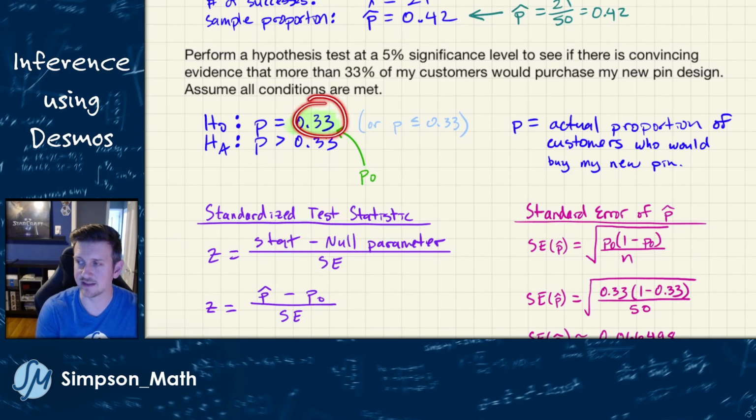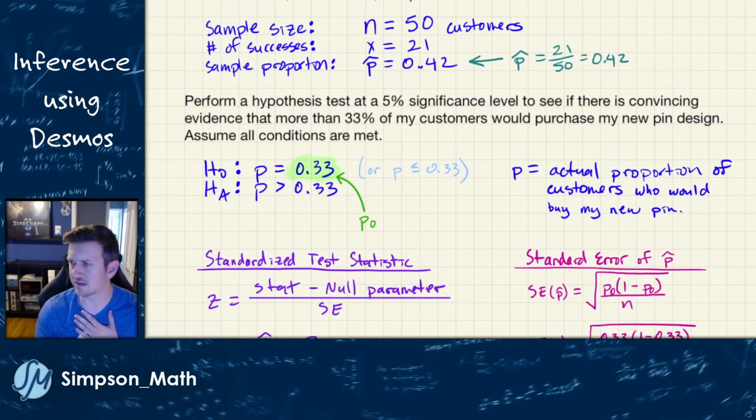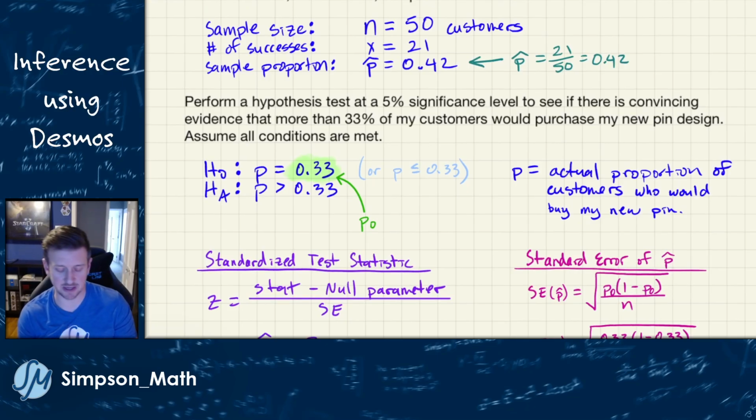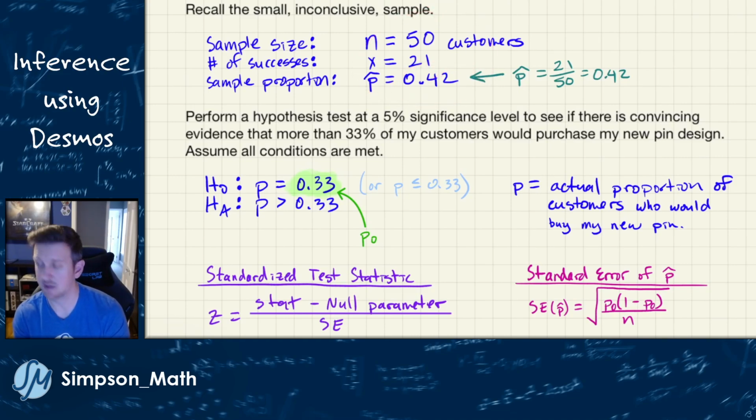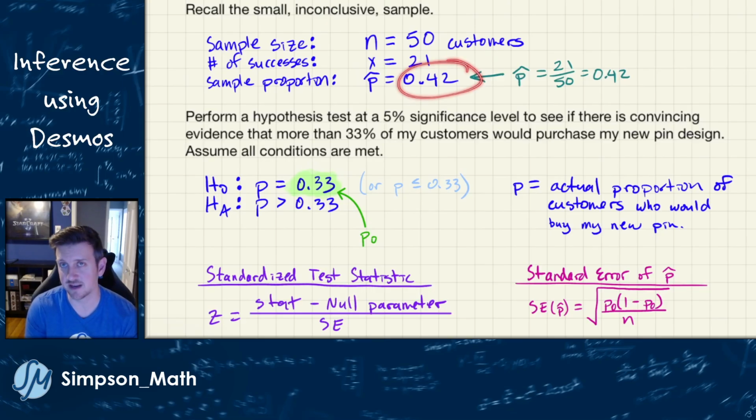Notice my null hypothesized parameter value, which we often shorthand as P sub null or P null, is that 0.33. That's the value that I'm putting to the test. So it's like, I've said, I would be convinced to do this new pin if more than 33% of my customer base would buy it. And I found a sample and I got 42%. Well, that's cool. That's more than 33. But is that just dumb luck that I got more than 33? Or do we think that that's statistically significant, meaning not likely to happen by random chance?